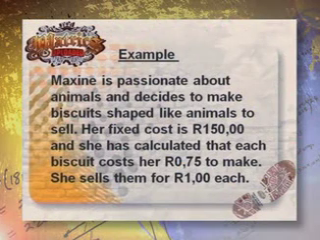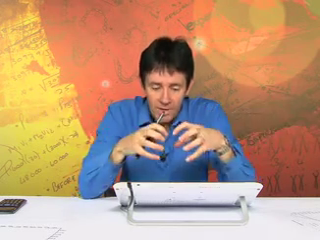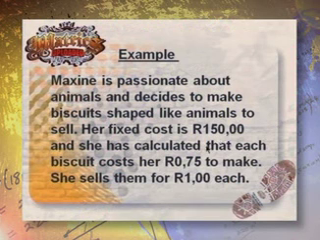Maxine is a passionate entrepreneur, and she's going to make biscuits shaped like animals. She loves animals, so she's going to build a business around making biscuits. Her fixed cost is 150 Rand. Maybe she's going to go to a kitchen and hire some facilities or whatever. Her fixed cost is 150 Rand, hold on to that, and she's calculated that each biscuit costs her 75 cents to make.